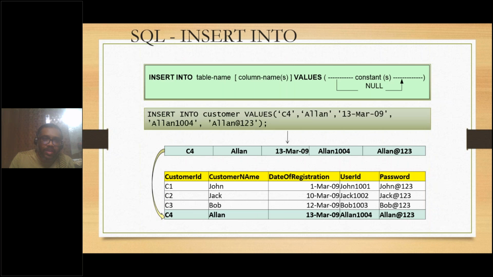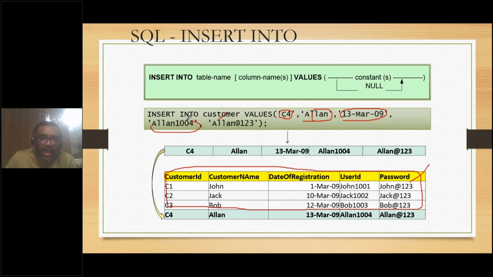Let me explain how insert works with the support of this diagram. Three rows are already available in my table: customer ID, customer name, date of registration, user ID, password. Now I'm trying to insert a new customer's information. Customer ID is C4, customer name is Ellen, date of registration is 13th March, username is ln1004 and password is ln@123. I want to insert this information, so we give a query: insert into customer values, these values.